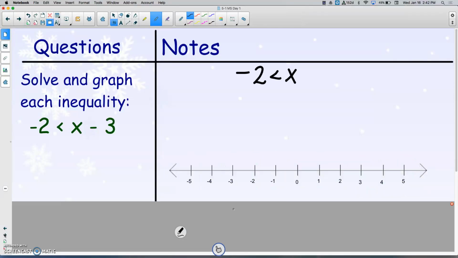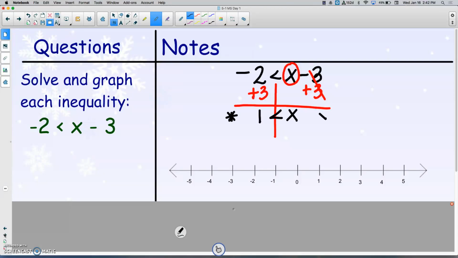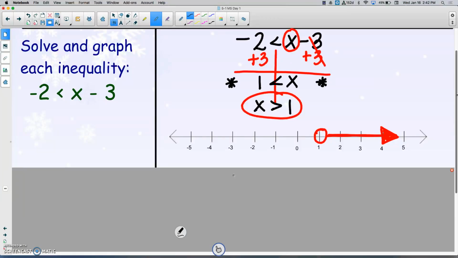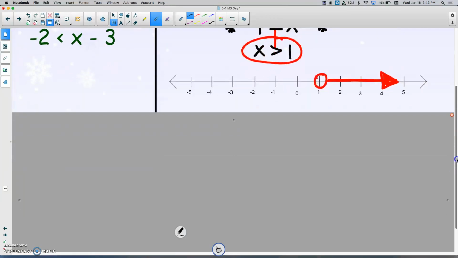Next one. Negative 2 is less than x minus 3. Now the variable's on the wrong side. I'm not going to switch it until the end though, because I want to make sure that I do the correct action step. So I would need to add 3 on both sides this time. Negative 2 plus 3 is 1. Now I'm going to switch it. So x is greater than 1. So switch it at the end. It's an open circle. Greater than goes to the right. If you switch it at the beginning, I'm afraid you might make a mistake with the sign on that. x minus 3 would have to stay as x minus 3.